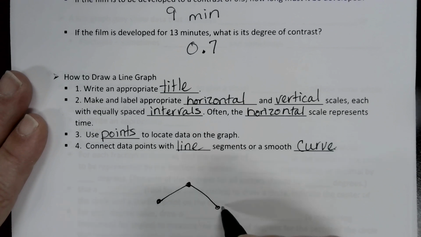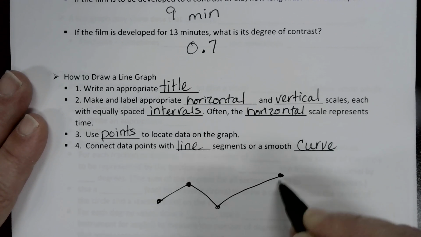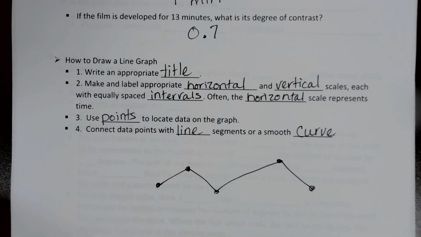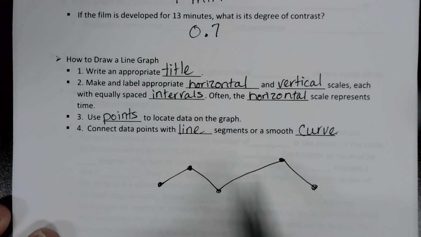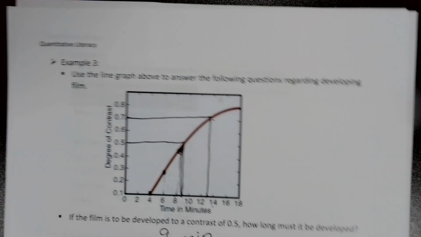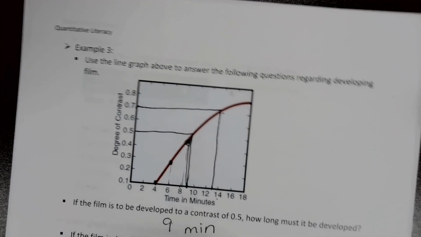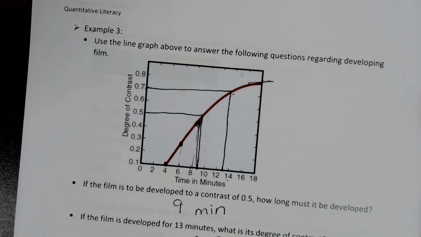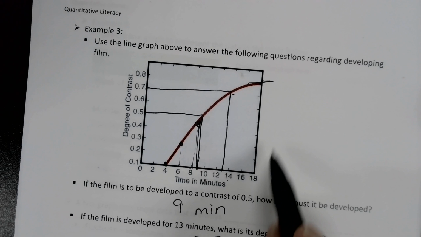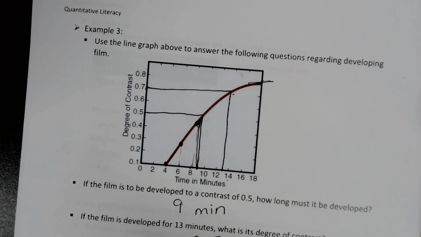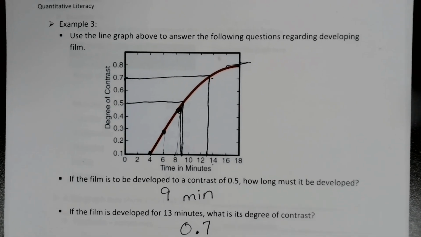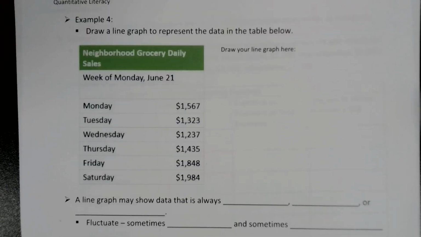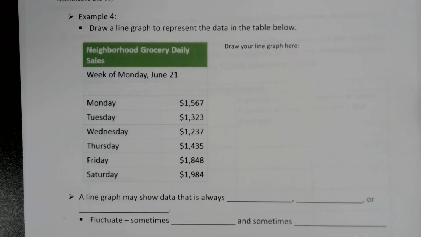And there is a couple to read in your assignment for this. But most of the time a line graph looks like that. And sometimes it looks like this, a curve. It just steadily goes off and then it flattens out, because no need to develop the film obviously after 18 minutes, because it's just going to flatten out and you're not going to get any more degree of contrast. Okay, so we're not going to make this line graph, okay?